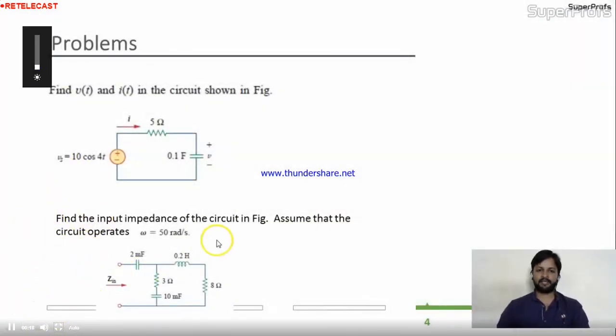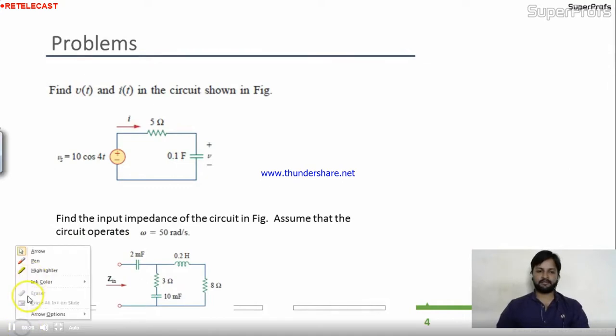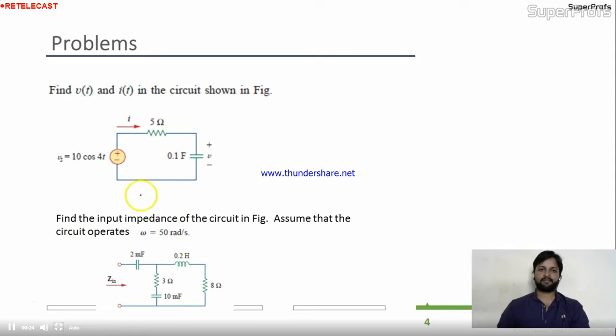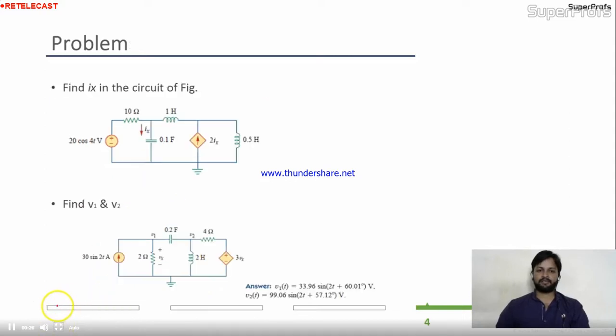Last time we have calculated this, I think, Zn. Let me take the pen first. Yeah, last time we have done this. Come to the third one. And in the third one they are saying find Ix in the circuit of the figure.